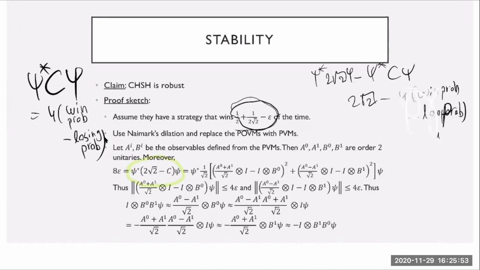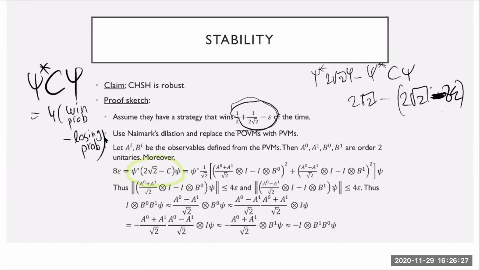Okay, so everything cancels here. So this is 2 square root of 2 plus 8 epsilon. I think I've done the calculation correctly. You can check that 4 times the winning probability minus the losing probability should be 2 square root 2 minus 8 times epsilon. So if you take 2 square root of 2 minus this number, you get 8 epsilon. Great, so this is the calculation here.